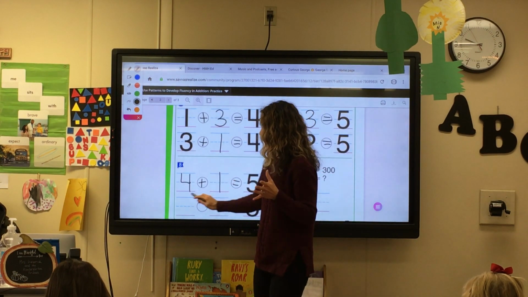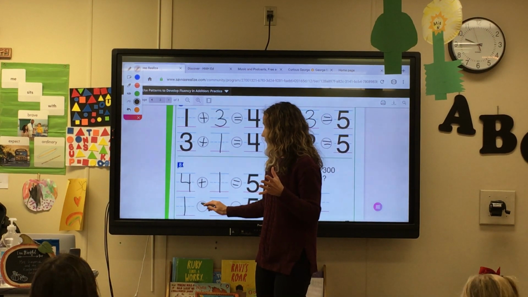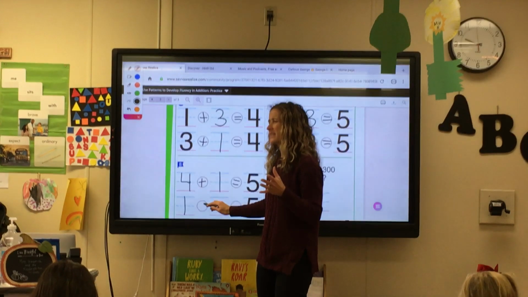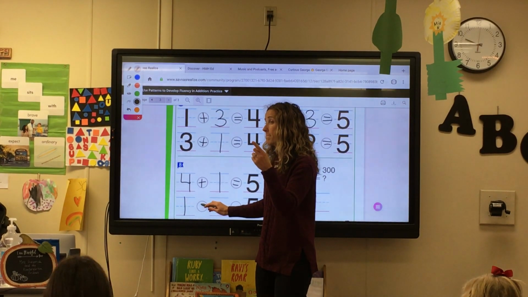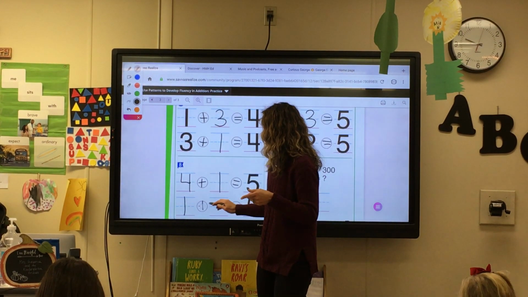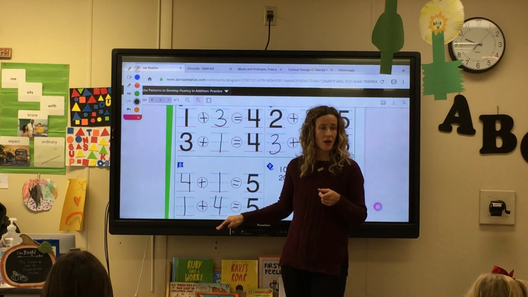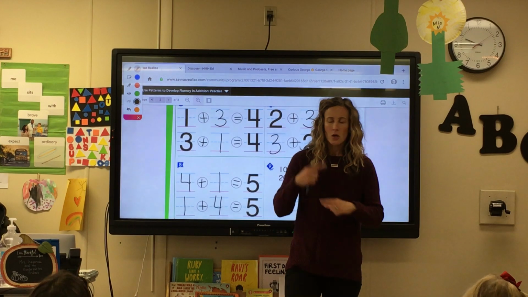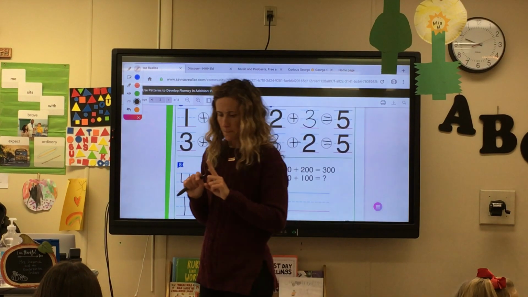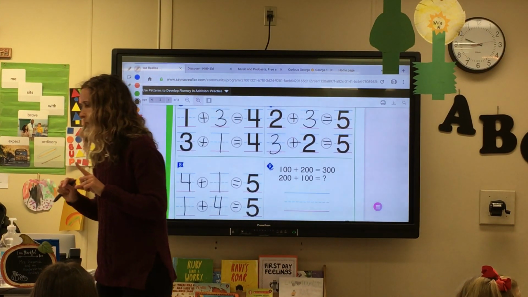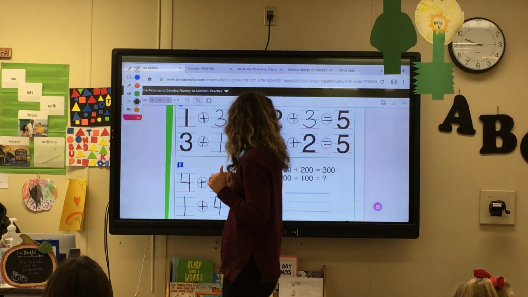Leo. 1 plus 4. Excellent. Equals 5. Very good. We just switched the order of the numbers, right? Same numbers, we just flip them. Switch the order. You guys got that? Fantastic. Okay.